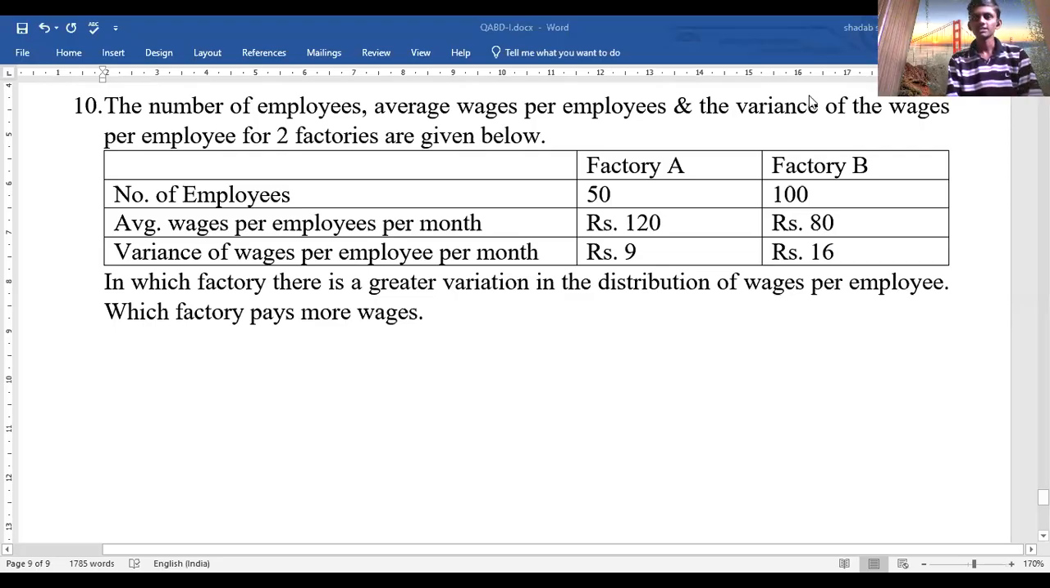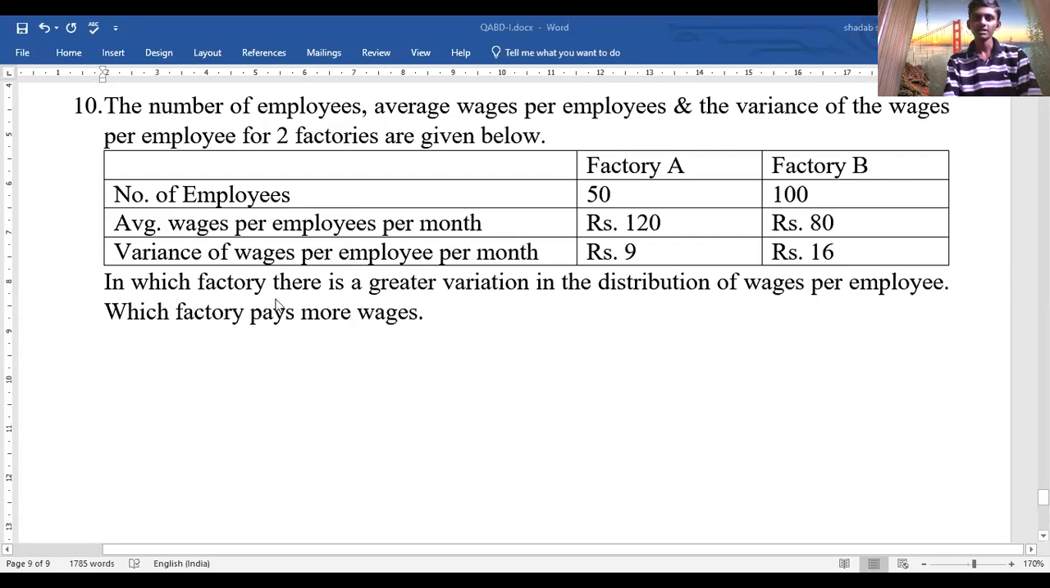Hi students, in this class we will discuss and solve one of the important questions of standard deviation. The number of employees, average wages of employees and variance of the wages per employee for two factories are given below. Number of employees in factory A 50, factory B 100, whereas average wages per employee per month 120 and 80. Variance of wages per employee per month is 9 and 60.